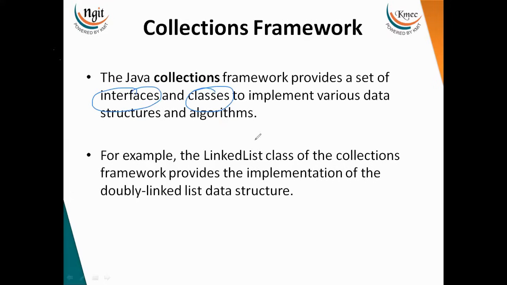For example, if you are taking the linked list, it's a predefined class in the collection framework. By using this, we are going to implement the doubly linked list data structure. So this is how we have the different predefined classes and interfaces. By using them, we are going to implement the various data structures and algorithms. That is the main motto of this collection framework, right?